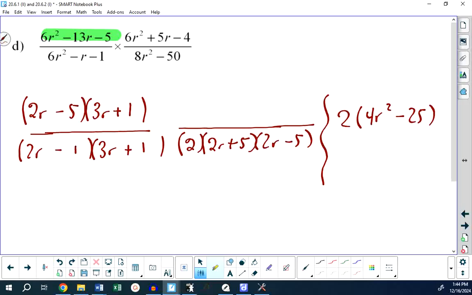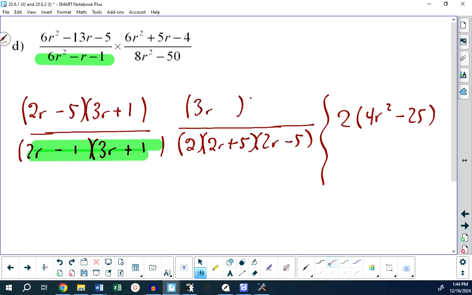And I'll leave that to you for a minute to see if what I've just written here is factored correctly. I get 6r squared. I get negative 1. Do I, in fact, get negative r for the middle? Yes, I do. Well, what about the other piece? Well, again, I suspect it's going to be 3r and 2r.